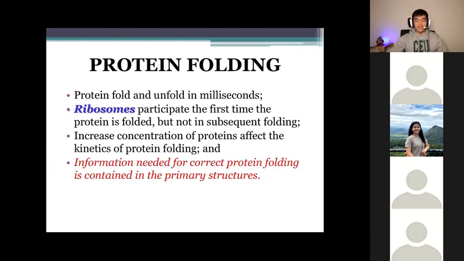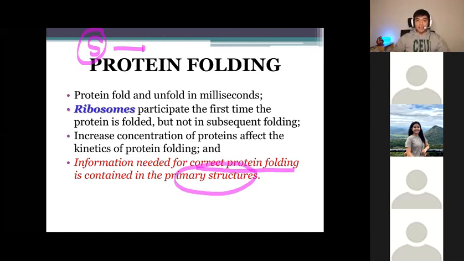So ibig sabihin, the more proteins are being produced, the greater the rate of folding. Directly proportional siya. And please note that ang synthesis process held by ribosomes of nascent polypeptide would serve as determinant if ever ang protein ba ay magiging beneficial sa atin or ultimately magiging toxic or magkakaroon ng adverse effects. So kaya nakalagay dito, information needed to correct protein folding is contained in the primary structure. Ang point is, pag may mali sa primary sequencing ng polypeptide, susunod na dyan ang mga higher levels that could result ultimately to protein folding.